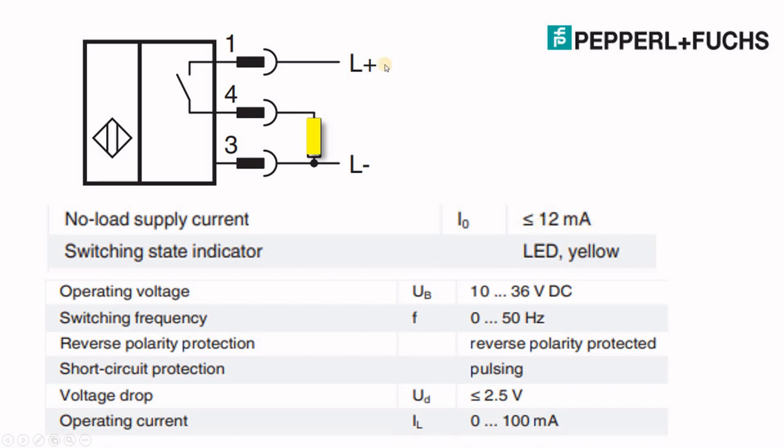So that is between the plus and the minus, it will take 12 milliamps. Then the operating current is 100 milliamps. So make sure that your card will not draw more than the 100 milliamps.